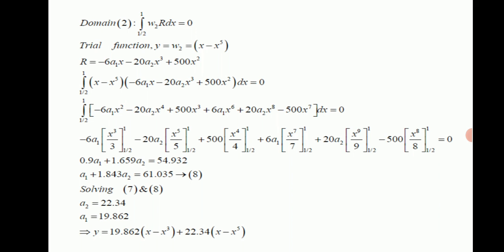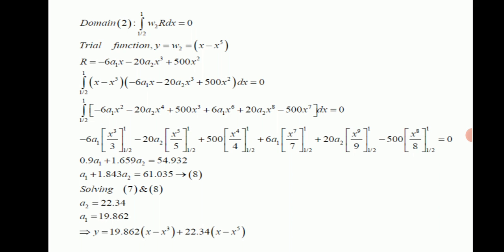And for domain 2, it is 1 by 2 to 1 of w2 into r dx. We take the same trial functions: w1 we take as x minus x cube, and for w2 we take x minus x power 5, the parameter of a2. Then the same r is equal to minus 6 a1x minus 20 a2x cube plus 500x square. When solving this equation, we will get a1 plus 1.84382 a2 is equal to 61.035, and we take this as equation number 8.